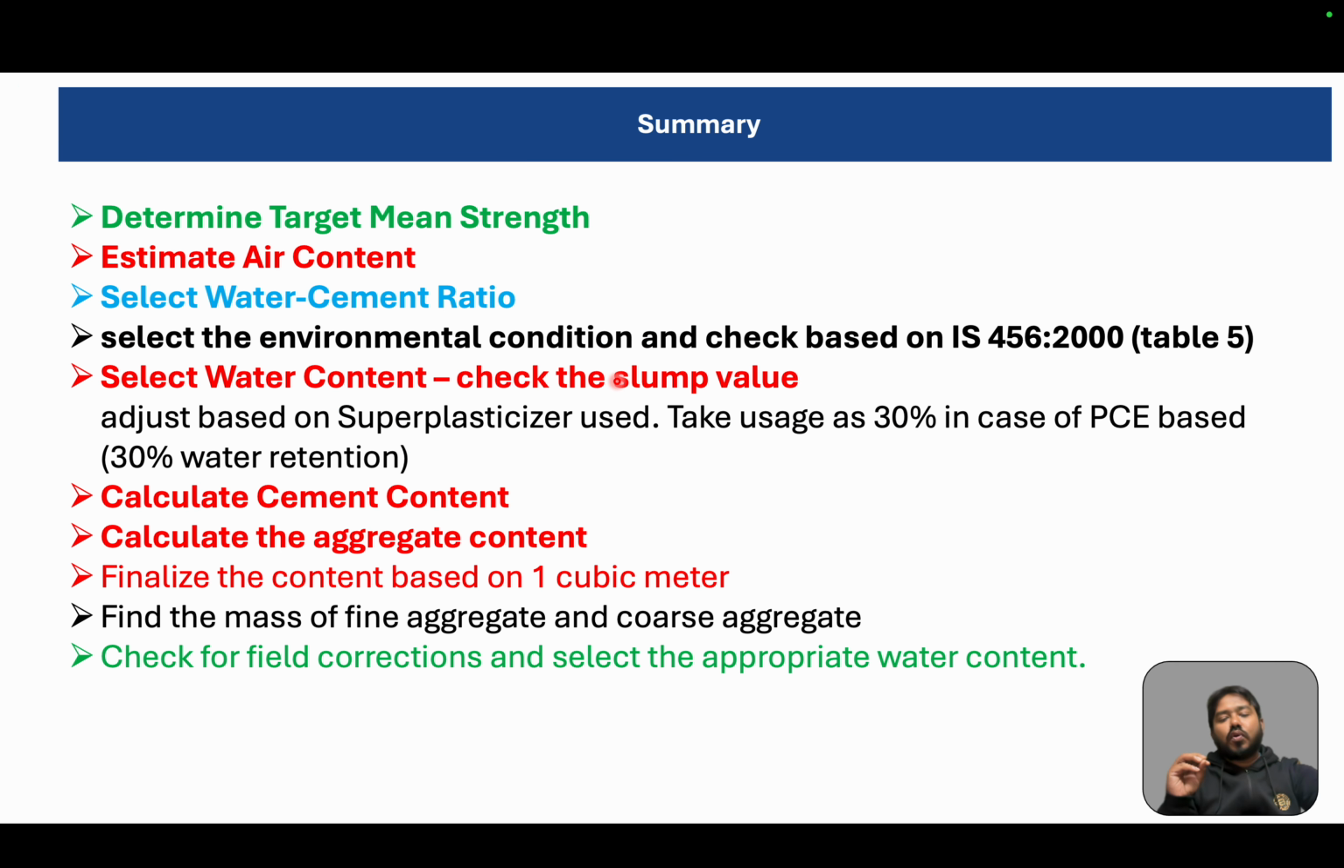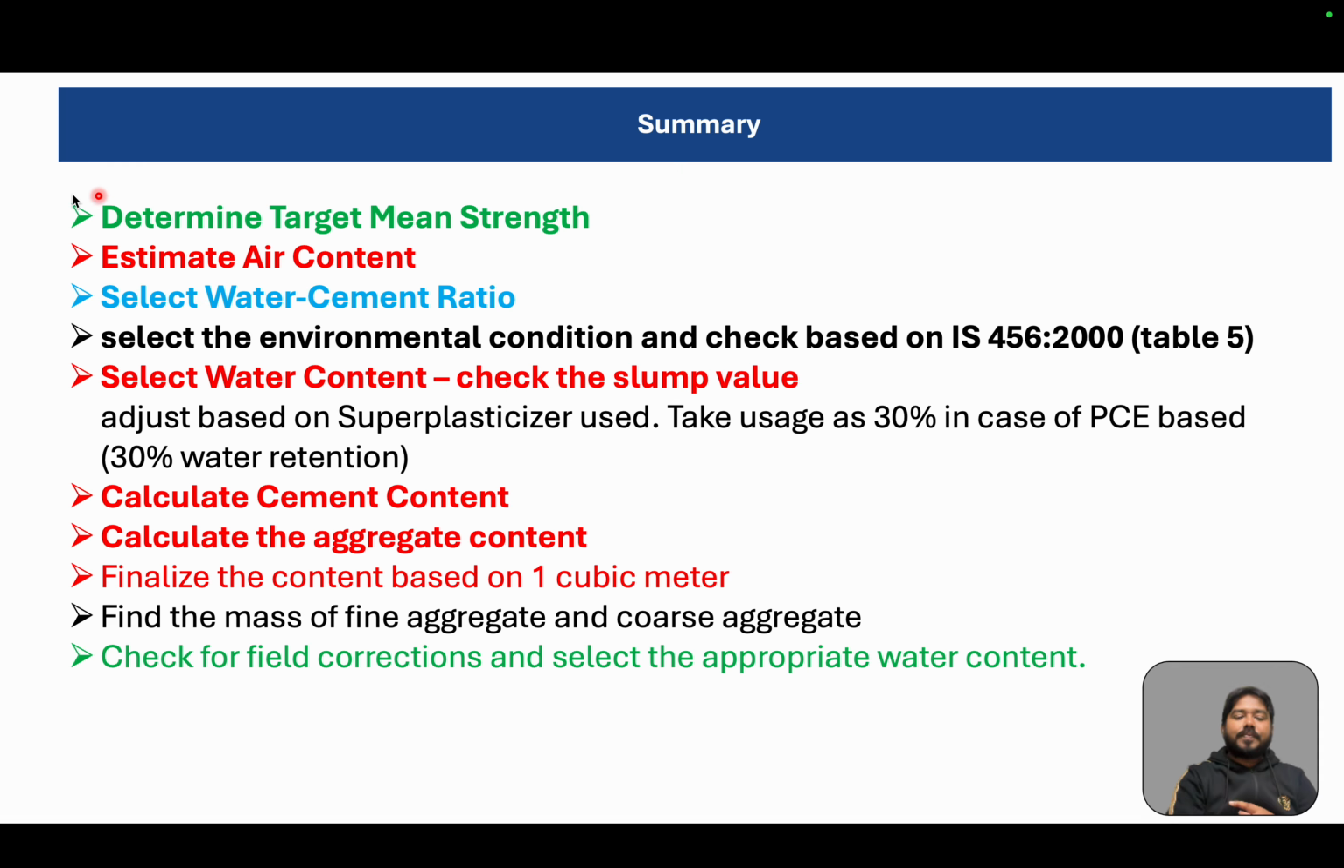Okay, so now I'll summarize all the steps you need to follow to go for your mix design, where we have taken a clear example of M40 grade of concrete. The first step is to calculate the mean target strength. For that you have two formulas. One is f'ck equals fck plus 1.65 into S, or f'ck equals fck plus X. Out of these two, whichever is higher, you consider as your target strength.